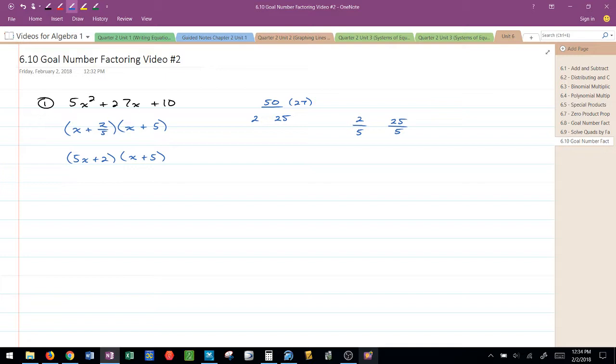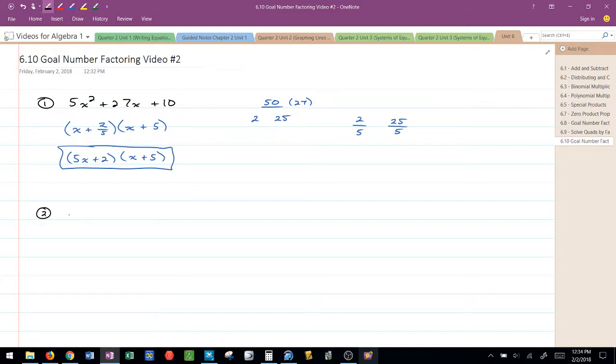But I'm going to do a quick double check of the first term and the last term. X times 5x is 5x squared. That's what it's supposed to be. 2 times 5 is 10. That's what it's supposed to be. I feel really confident here. The middle term check has already been done over on the right where I do my goal number work.